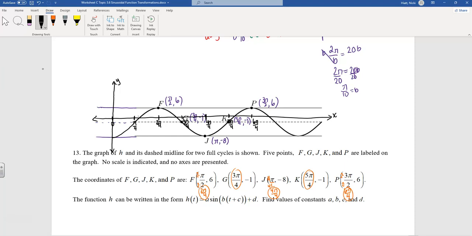Okay, for the y-axis to label it, my y-coordinate right here at that top point is +6. At the midline, my y coordinates are -1. This is a +6. Looks like a negative there. And then my lowest point is -8.